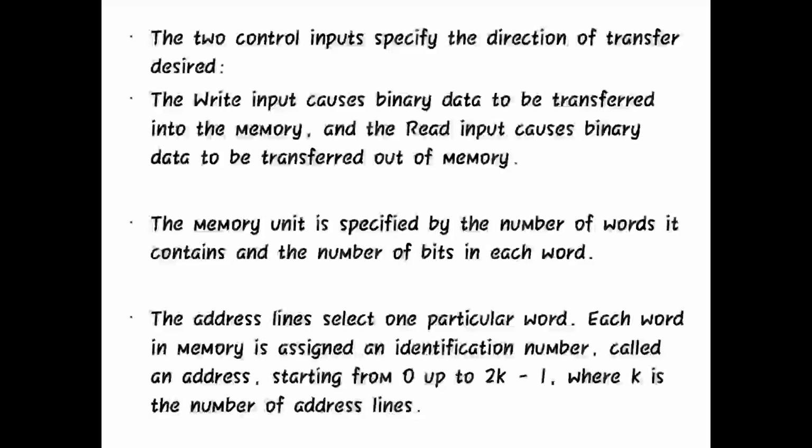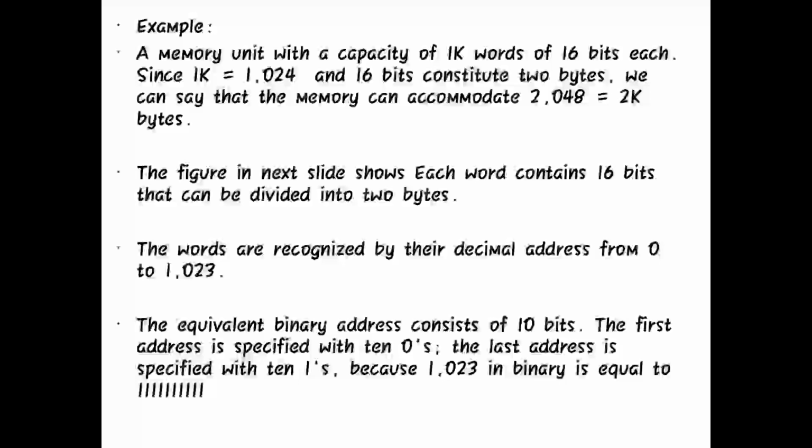where k is the number of address lines. In this point, remember one thing, we will be having many number of words arranged. Imagine our k address bits point to only one word. Once it points to that word, that is called the address. So our words will be from 0 to 2 to the power of k minus 1, where k is nothing but the address lines.